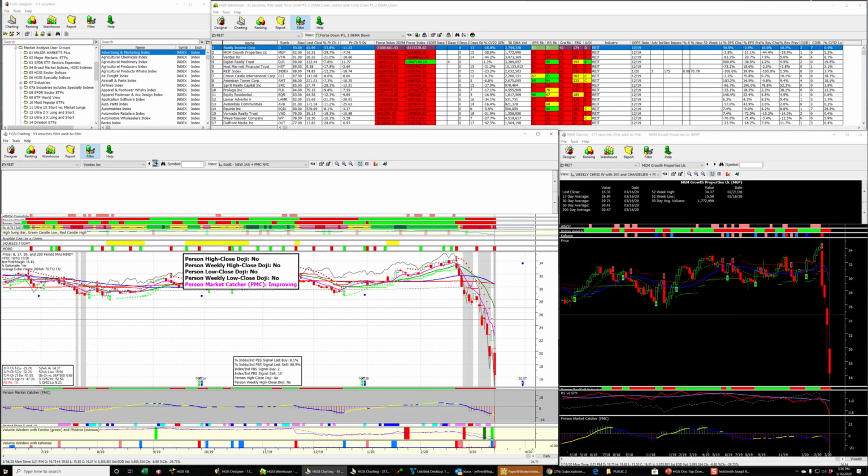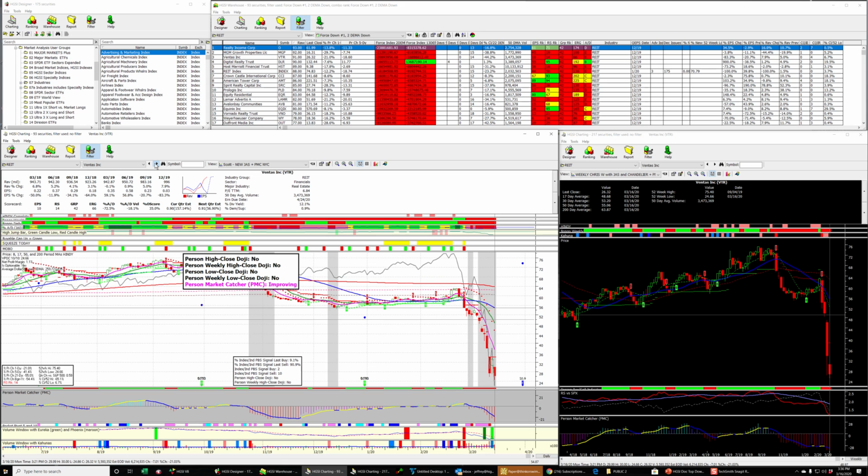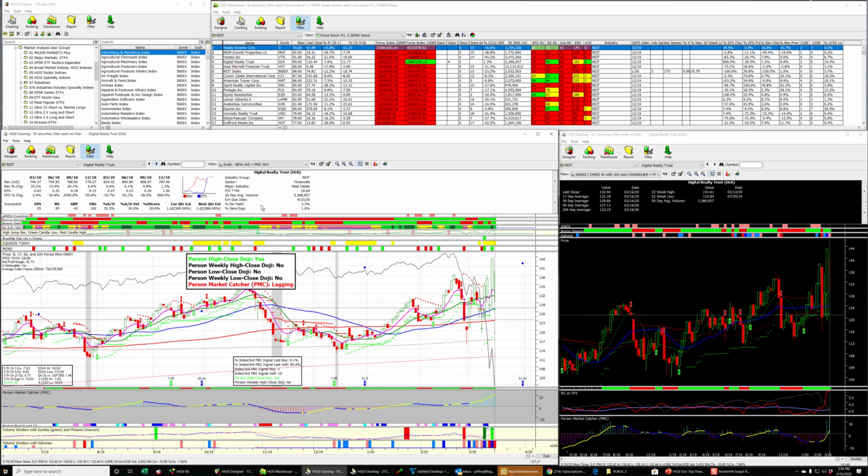MGM shutting their doors. Ventas, a healthcare REIT. These things look horrible. Now, this is one that I talked about this weekend. It's giving us a doji day. Definitely pulled back with the rest of the REITs.